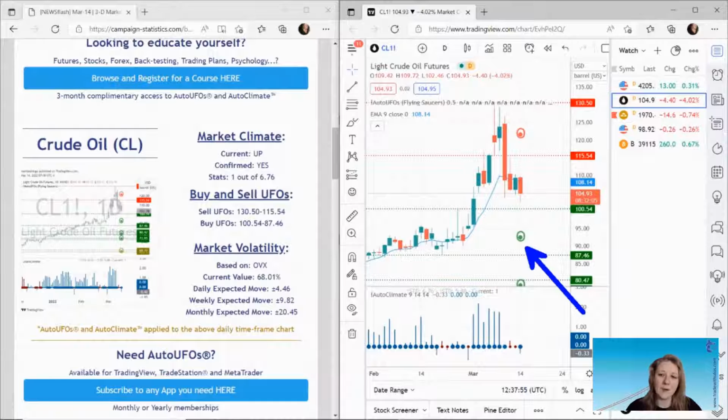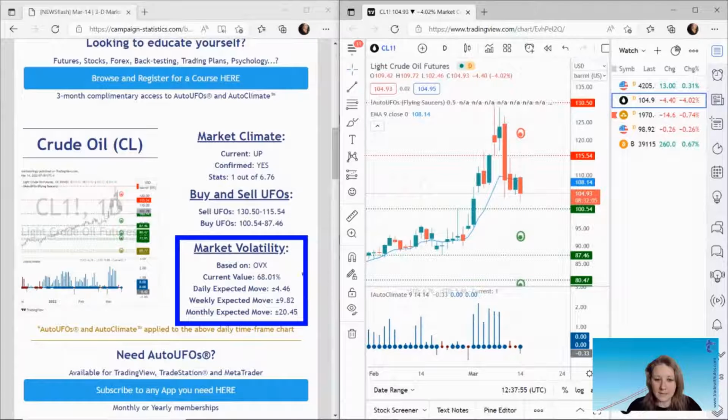Now, we do have buyers here between 100.54 to 87.46. We have sellers up here at 130.5 to 115.54. So overall, I would say we've got buyers and sellers reasonably close by that can change things. And although we have confirmed probability up right now, price is actually moving down. So I think it's not really sure what it's doing. So I would say keep away for now, let it confirm itself clearly in one direction or the other.